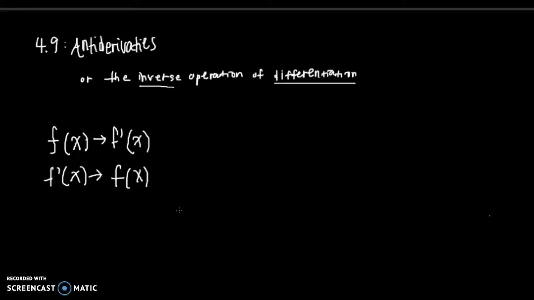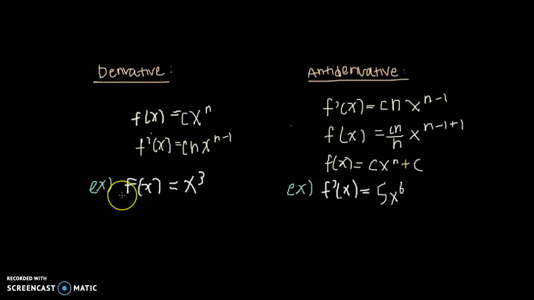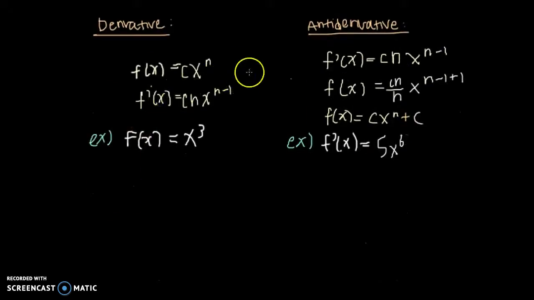So we're going to learn about 4.9 antiderivatives, or the inverse operation of differentiation. So instead of finding f prime of x from f of x, we're going to find f of x from f prime of x. So we're just going to compare derivative and antiderivative.